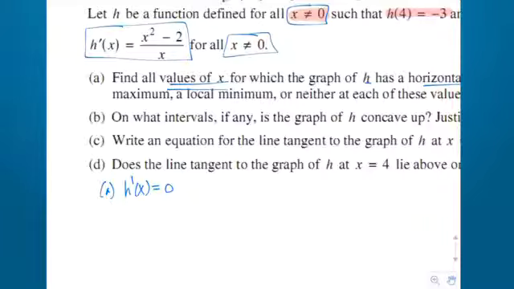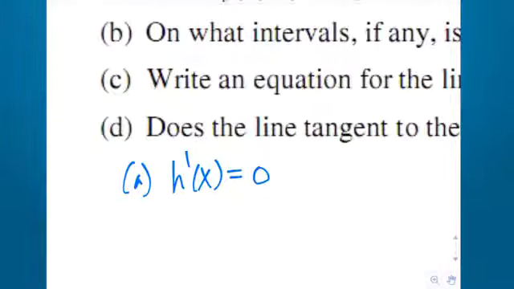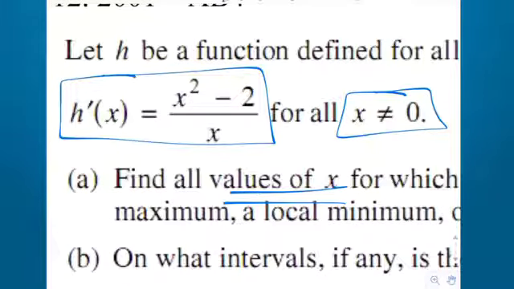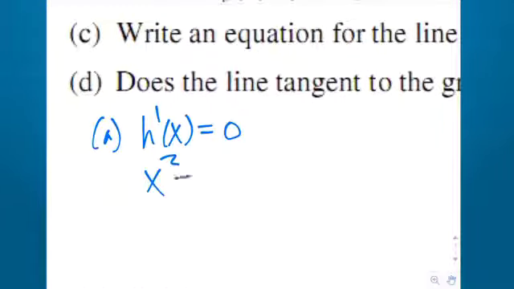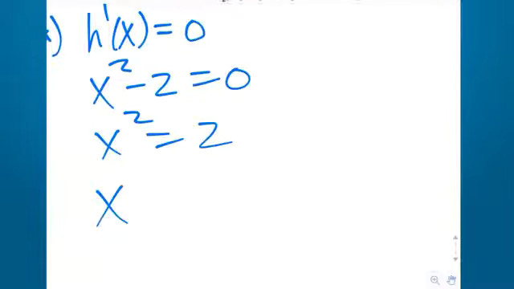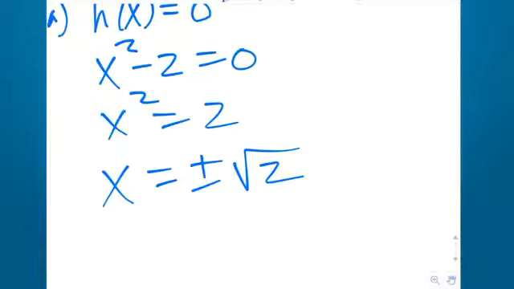You can either say it like this, or you can write the entire expression that it's equal to and say it's equal to 0. But going forward now, because h prime is a quotient, when is a quotient equal to 0? When the what is 0? Numerator. Okay, so that's x squared minus 2. So I'm going to go ahead and then say x squared minus 2 equals 0, and now I'll solve. X squared equals 2, and remember when you take the square root of both sides, remember plus or minus. All right, so we have two critical values.